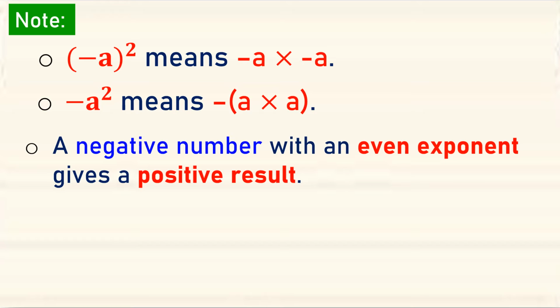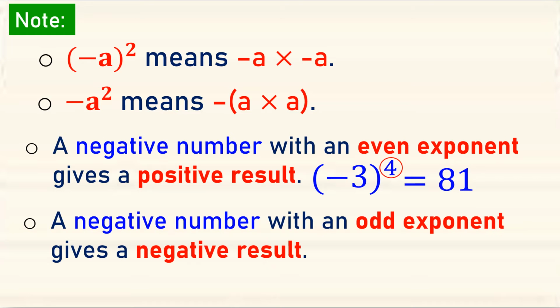And do note that a negative number with an even exponent gives a positive result. So if we have negative 3 to the fourth, 4 is an even number, so the answer is positive. So it is 81. But if we have a negative number with an odd exponent, it gives a negative result. So if we have negative 3 to the third, since 3 is an odd number, it is equal to negative 27.